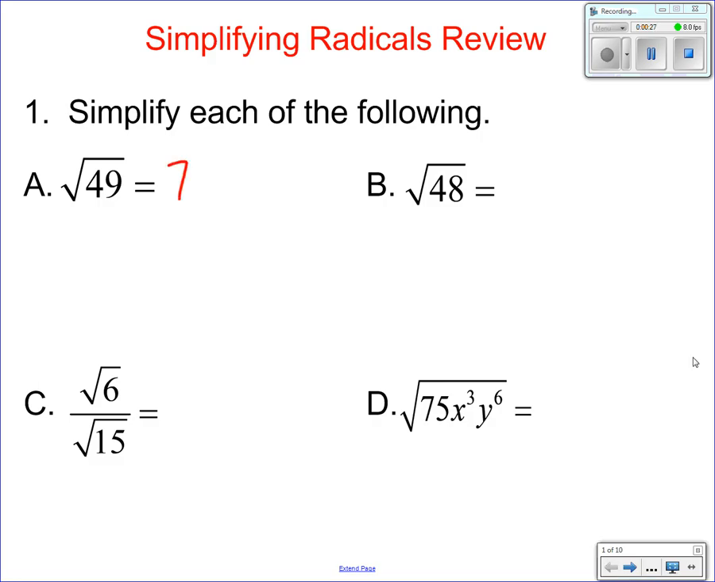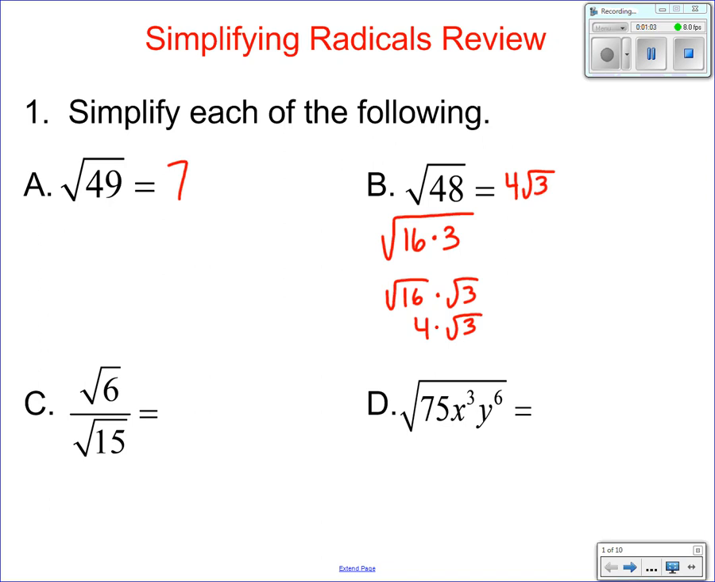Square root of 48. You have to break 48 down into at least one perfect square. So the largest perfect square that goes into 48 is 16 times 3. 16 times 3 is 48. Then I can simplify and break that radical down into two separate radicals. Square root of 16 is 4 times root 3. So the answer of this one would be 4 root 3.